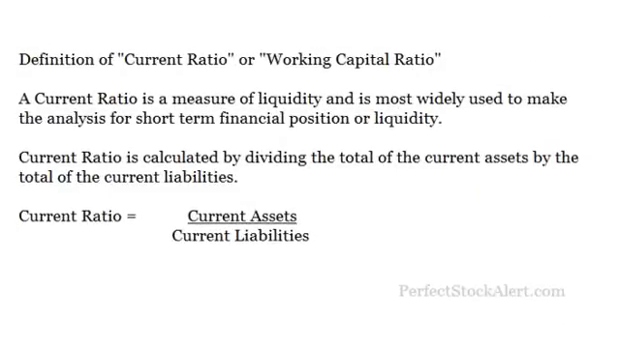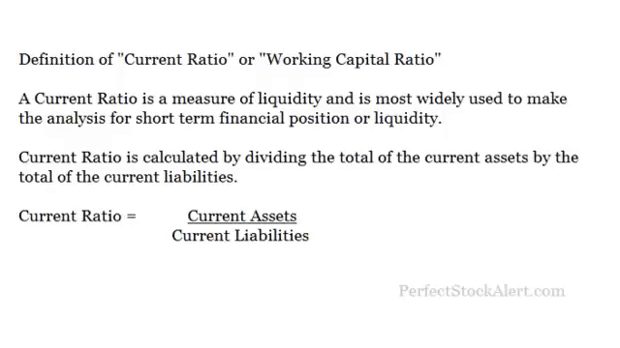Today we're going to be looking at the definition of the current ratio, also known as a working capital ratio. The current ratio is a measure of liquidity and is most widely used to analyze short-term financial position or liquidity. It is calculated by dividing the total of the current assets by the total of the current liabilities, and both of these can be found on the balance sheet of the companies you're interested in.